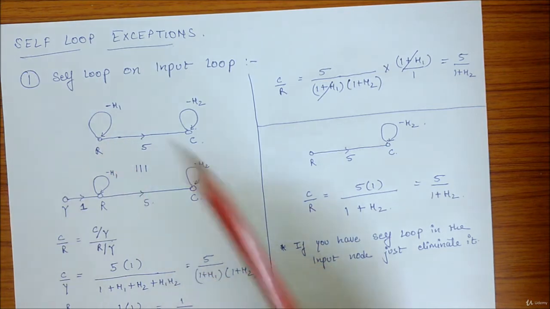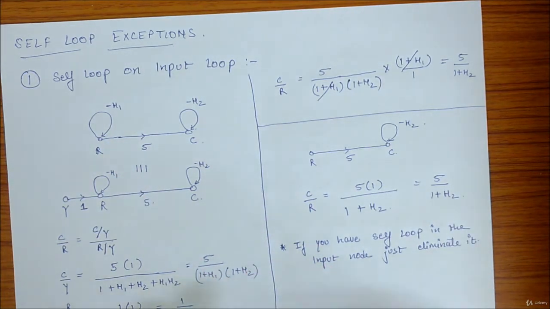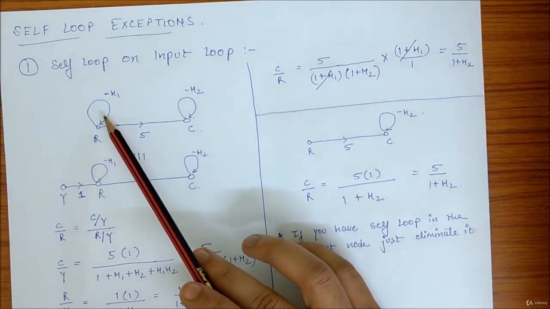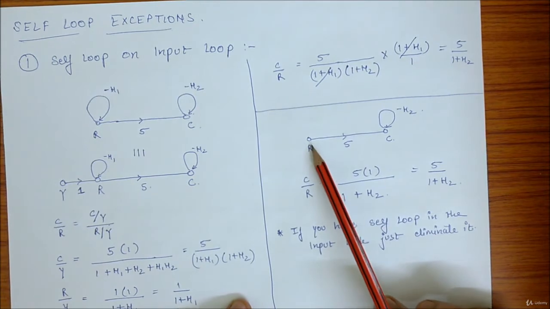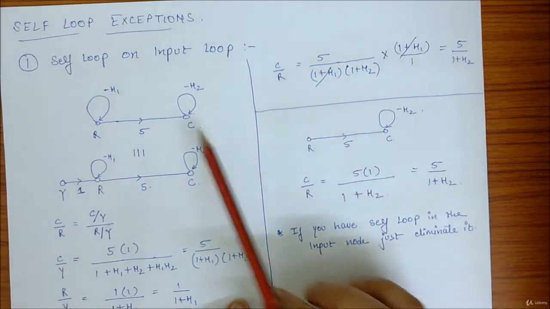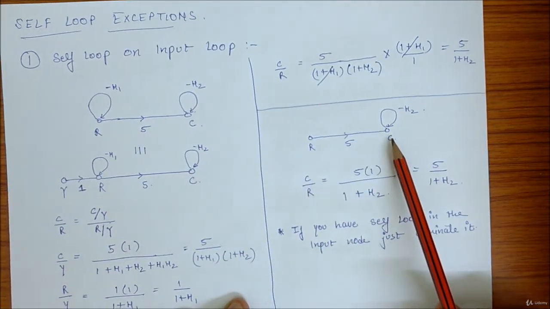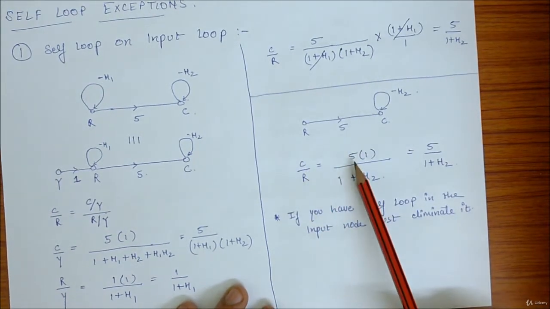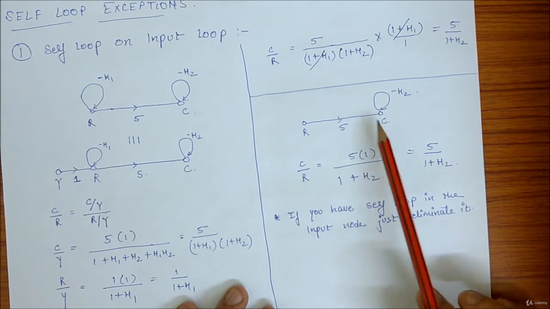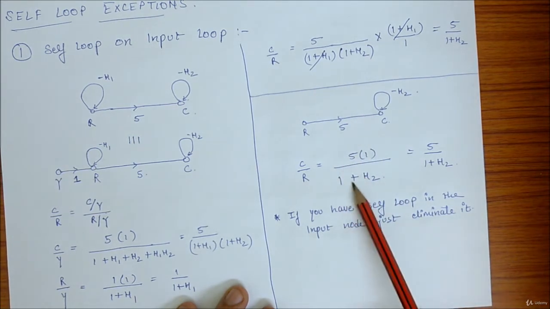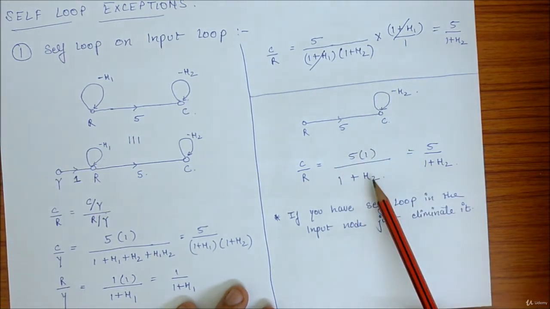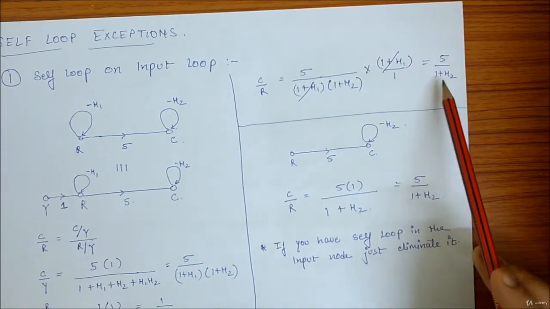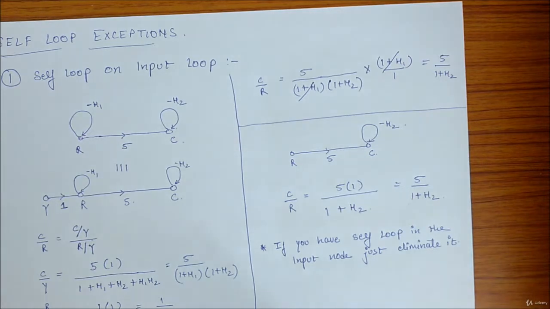Okay, so you have to be careful when you have a self loop in the input node. There is another way to do this question. Remember I told you that you can eliminate this loop, and your modified signal flow graph will be like this. When you apply Mason's gain formula for c by r, the path gain is 5, delta k is 1, so 5 into 1, divided by 1 plus h2. See, only one loop is there, which gives 5 divided by 1 plus h2, which is the same as what we got previously.